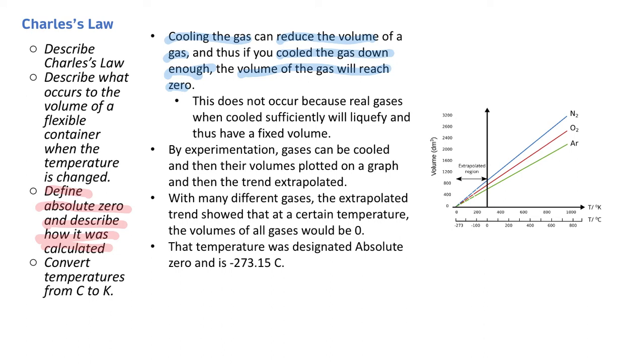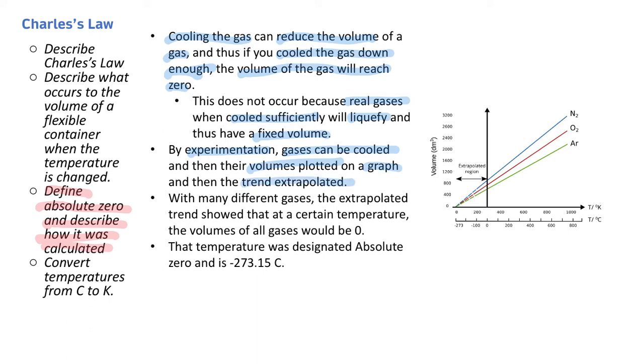But that doesn't actually happen because we know that real gases are different to ideal gases. When cooled sufficiently, they will turn into a liquid, which has a fixed volume. But that doesn't stop us from trying. By experimentation, when gases are cooled, their volumes can be plotted on a graph, and that trend can be extrapolated.